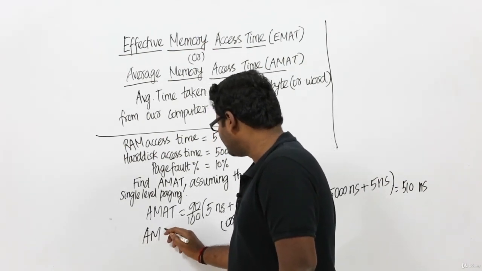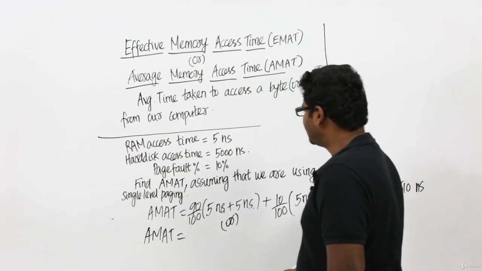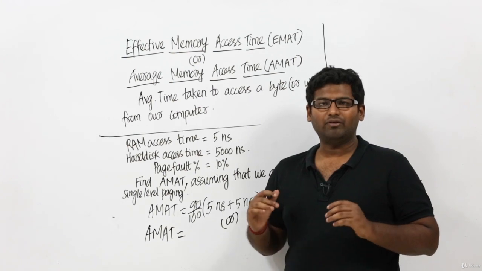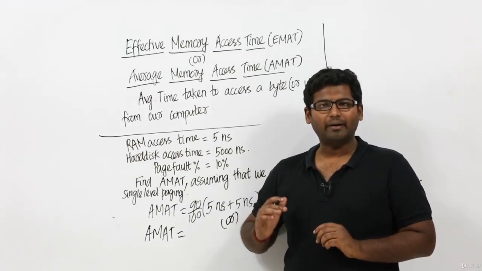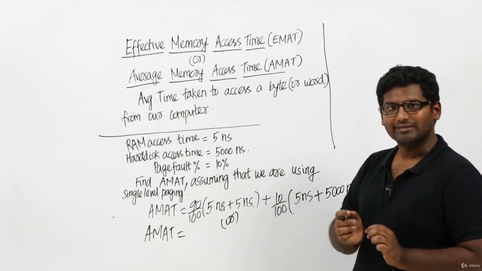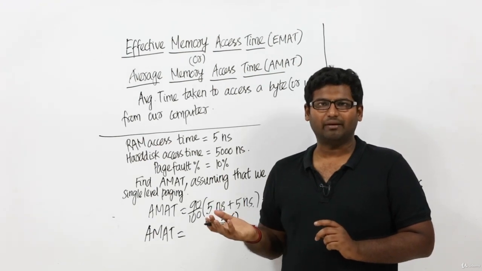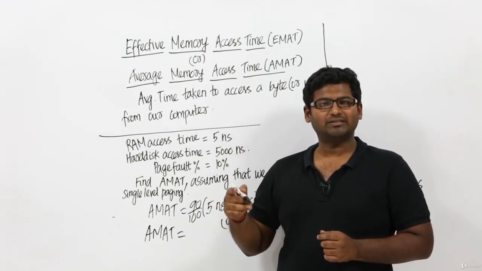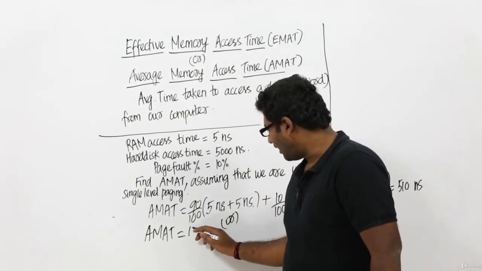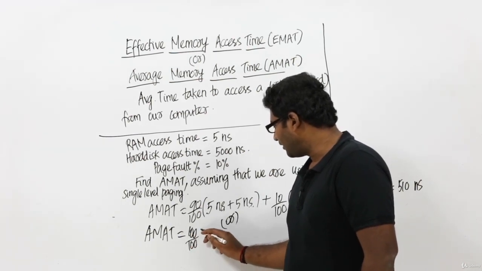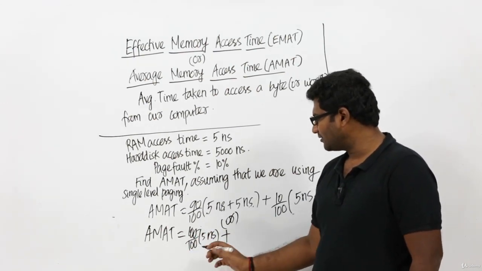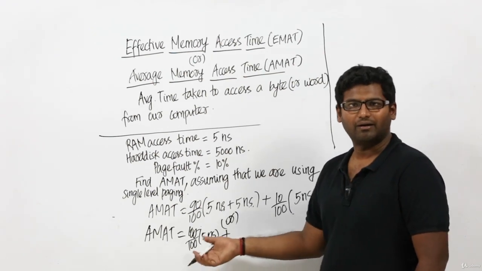Average memory access time equals... one thing is for sure, whether our byte is present inside the RAM or not, we will always access the page table. 100% of the times we are going to access the page table once, whether the byte is present inside the RAM or not. Why? Because only after going to the page table will we understand whether our byte is present or not. So 100% of the times I am going to have 5 nanoseconds. In case you want, I can cancel the 100 and 100, and you can simply write 5 nanoseconds. Just for understanding, I have written 100 by 100.